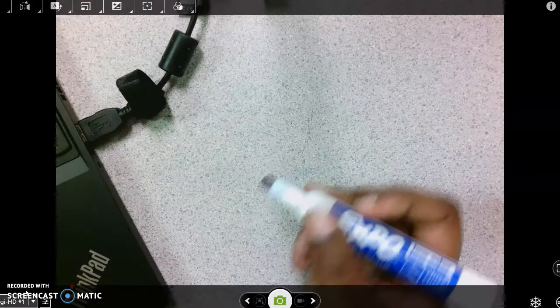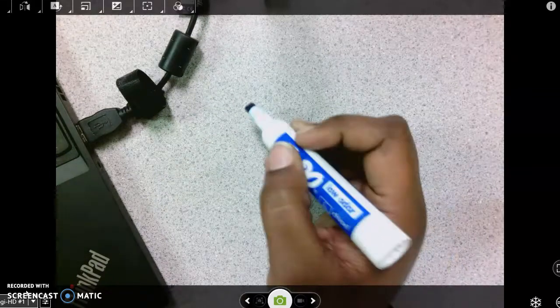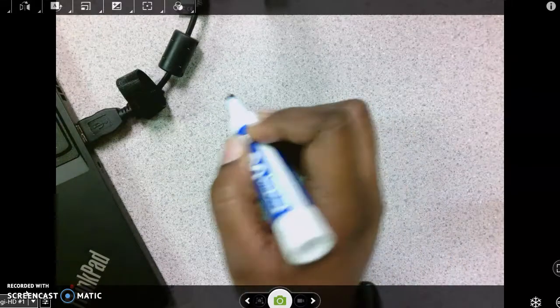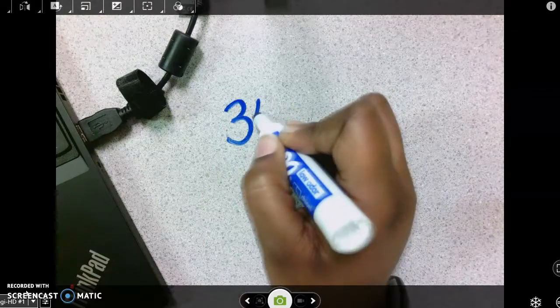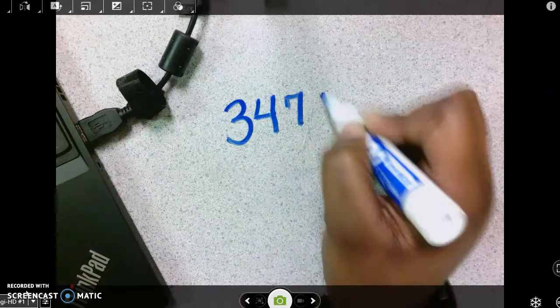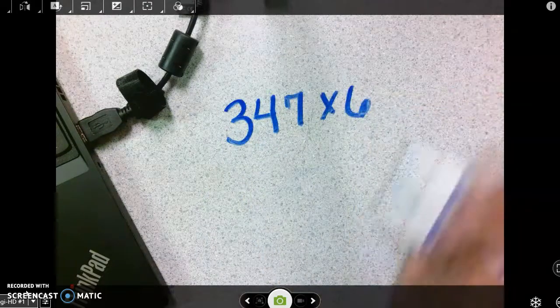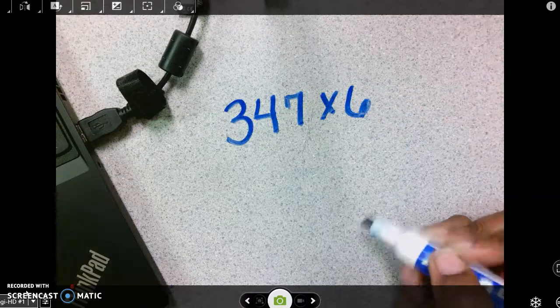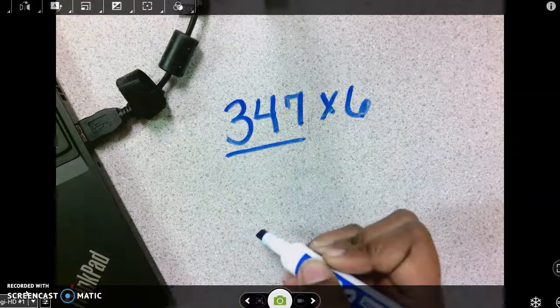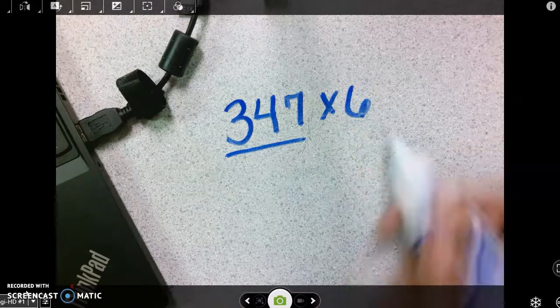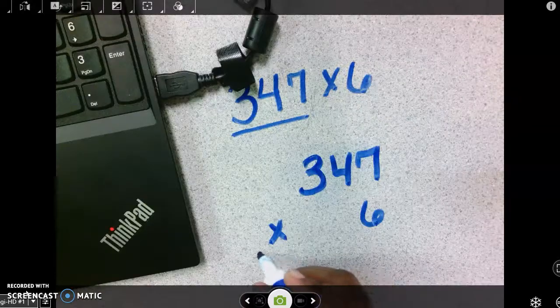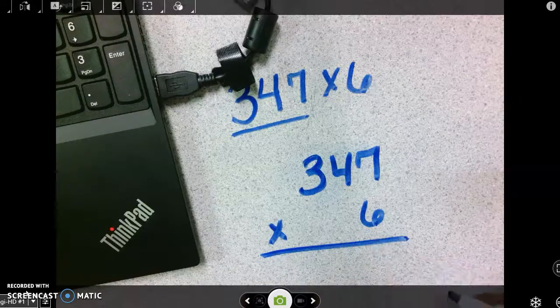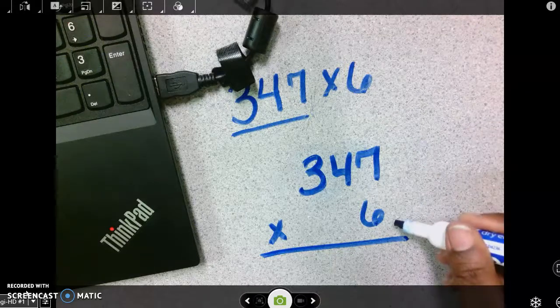I want to give you a tutorial on how to use a couple of the strategies that we have been using so far. The first one is going to be standard algorithm. Let's try 347 times 6. When I use the standard algorithm, my larger number is going to go on top. My smaller number is going to go on bottom. So my problem should look like this, 347 on top times 6 on the bottom.